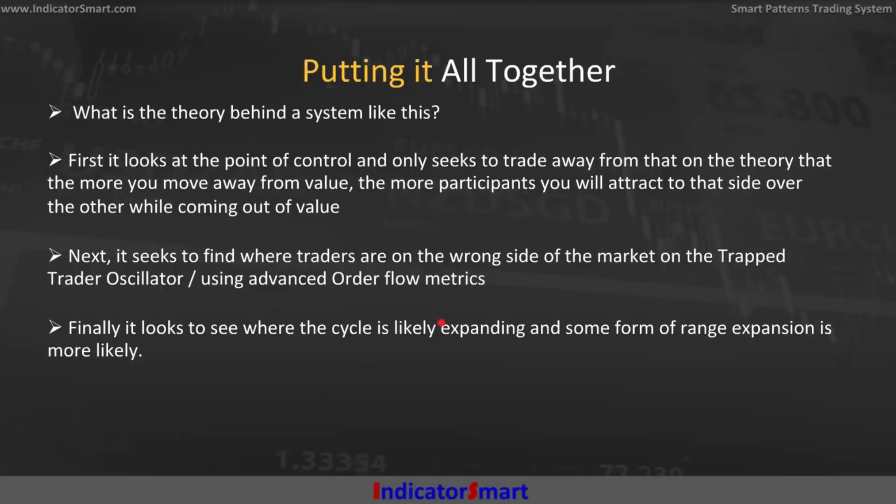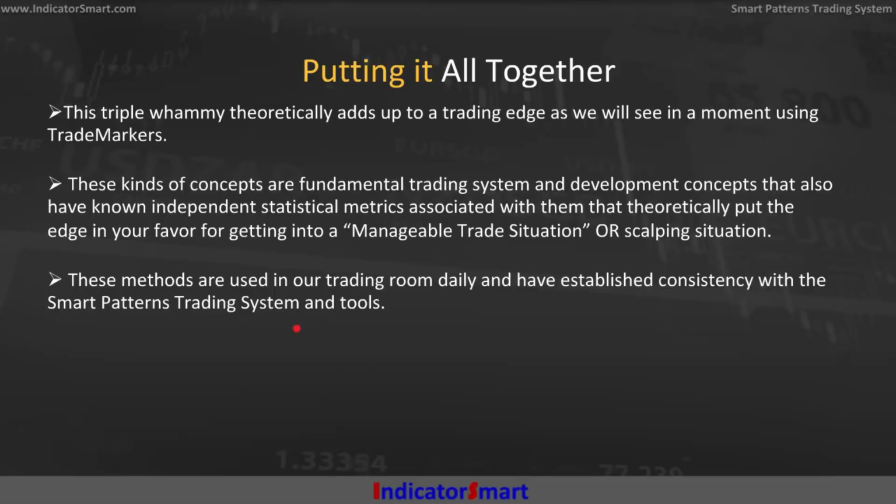Now, what are we doing here? We've got three things: value, order flow, and momentum, or range expansion through the momentum. Each of these things stands on its own. They're entirely independent metrics. If you take three things and put them together, and each one has a 75% probability, for example, you get what's called probability stacking. But it's important that those metrics each stand on their own. When you do that, you build what I call a super system. So this is a triple whammy that theoretically adds up to a trading edge, as we'll see in a moment using trade markers.